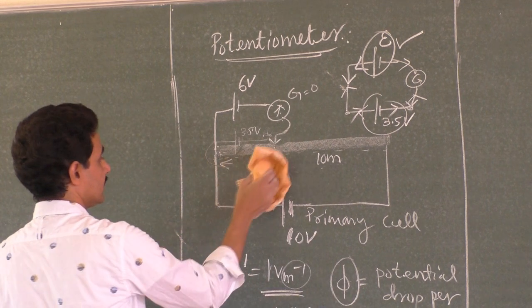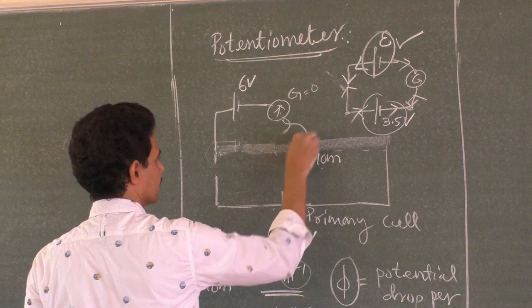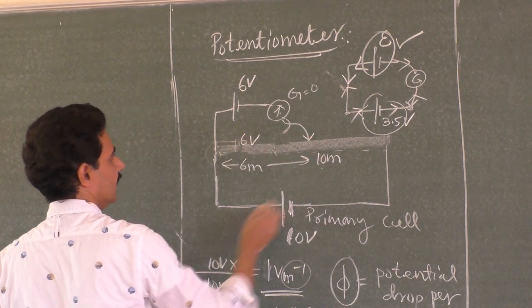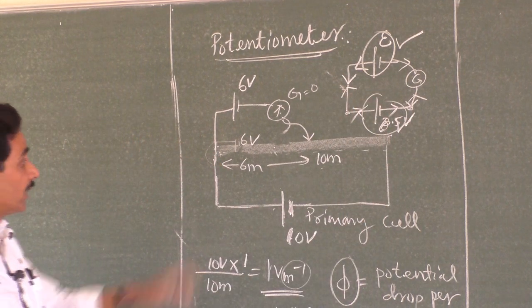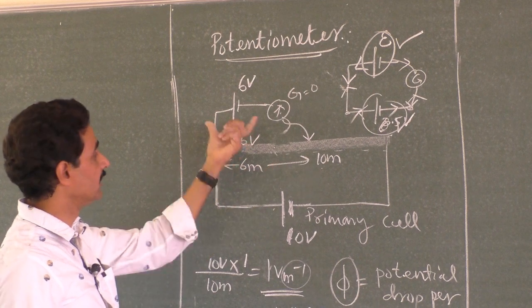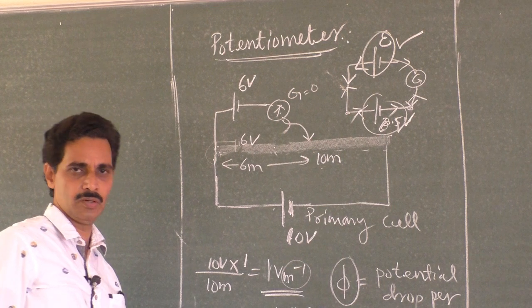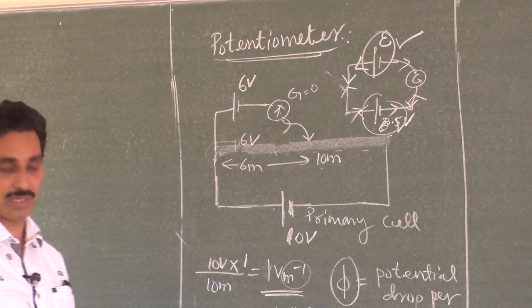So where you have to search the balancing point now? You have to go on searching it up to 6 meters, so that when you reach 6 meters, you will get 6 volt here, and this battery will have 6 volt. Again, the current will be 0. So according to the EMF of this cell, there will be a balancing line, which will give the equivalent EMF and cancel the currents, and the galvanometer current will be 0. So you can find out the EMF of this cell. That is possible, one thing.